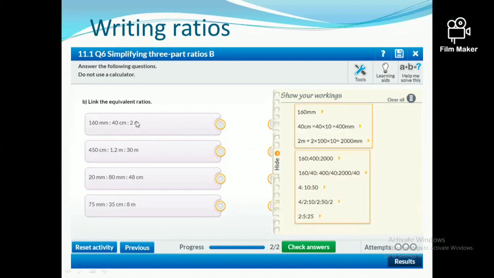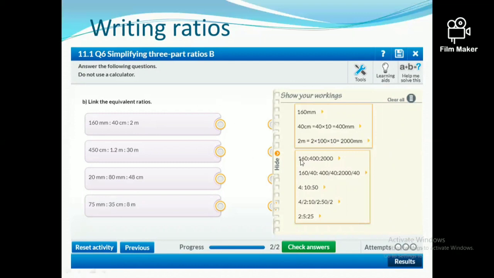2 meters. You have to convert into millimeters. First, we can convert 2 meters into centimeters. How to do it? Multiply by 100. Again, that centimeters into millimeters, that is 10. Then your final answer turns out to be 2000 millimeters.